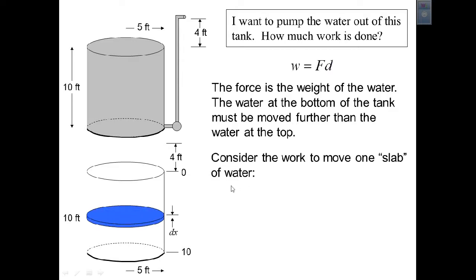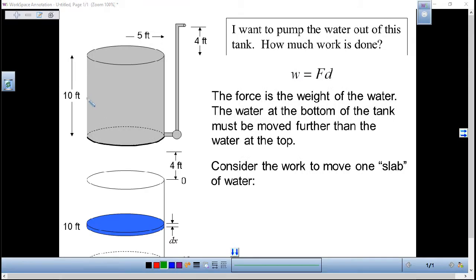All right, so consider the work to move one slab of water. Now, remember that water is going to sit in equilibrium. So even without a pump, if we have a water level here, then over here in the pipe, I'm going to have a water level at that same height. So that means this slab right here is keeping water up to there. So it only has to go from here up and out.